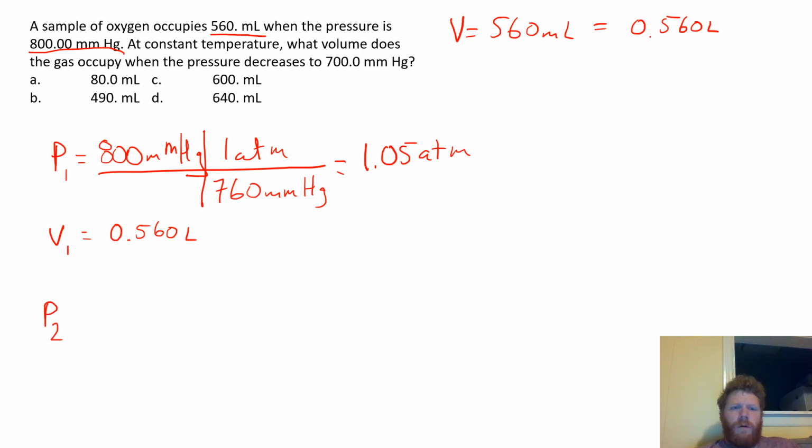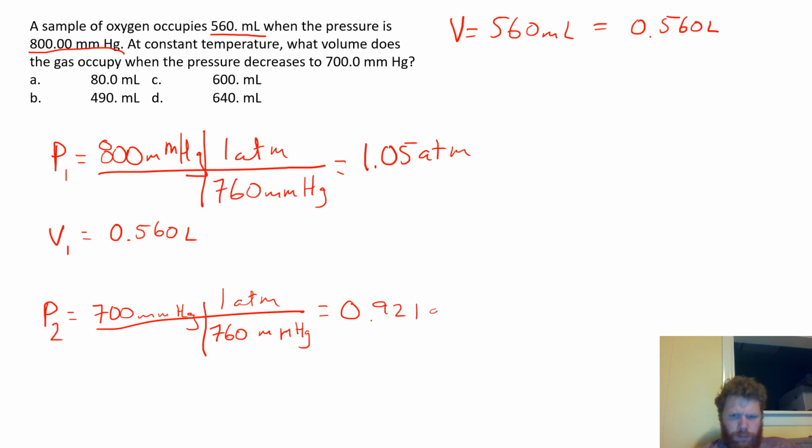What does it change to? So we have a new scenario where we have a new pressure. It's 700 millimeters mercury. 760 millimeters is 1 atm. 700 divided by 760 equals 0.921 atm. Our V sub 2 is unknown.